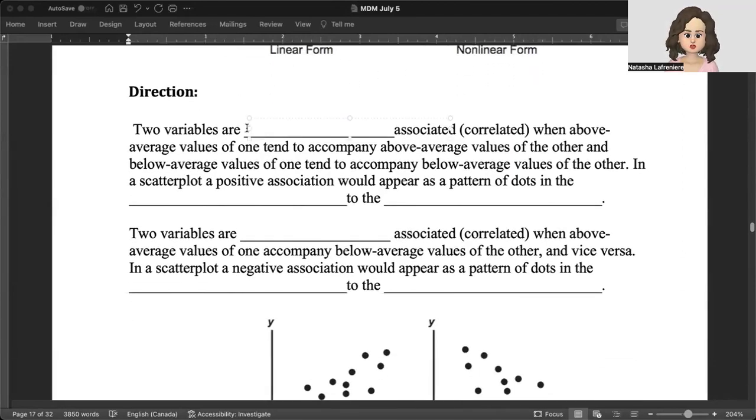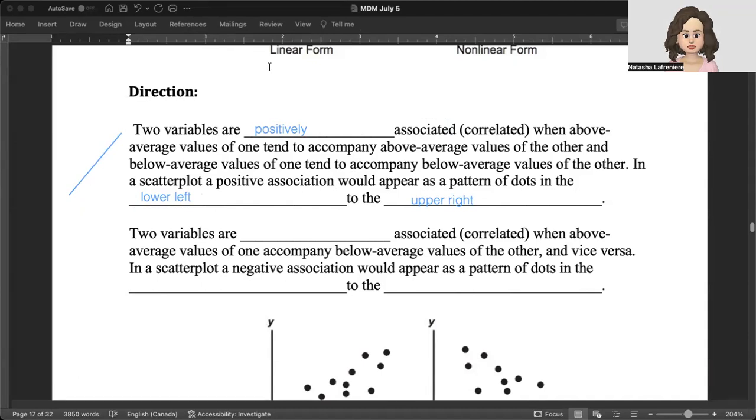Two variables are positively associated or correlated when above average values of one tend to accompany above average values of the other, and below average values of one tend to accompany below average values of the other. That's a lot of words. In a scatter plot, it would appear as a pattern of dots from the lower left to the upper right. In other words, your line would be going upwards like this. That means it's positive, it's going up.